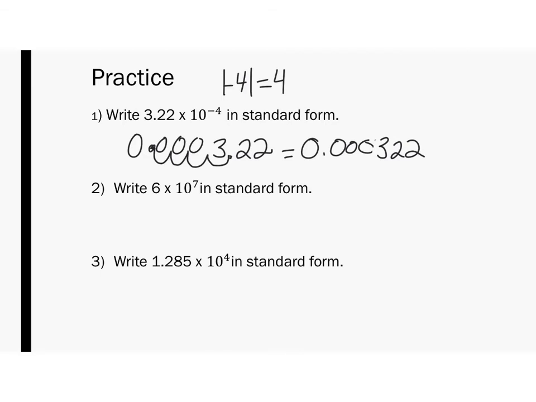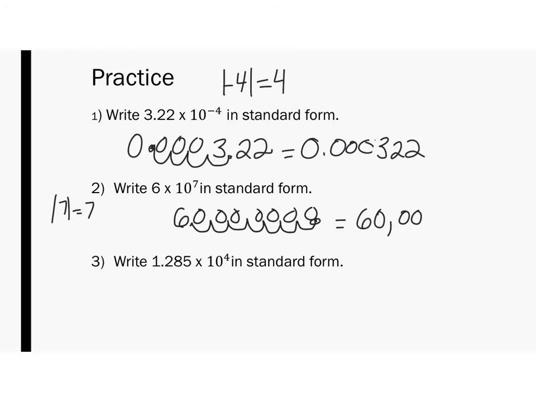Okay, the absolute value of 7 equals 7. So we're going to move my decimal point from the 6. We're going to move it over 7 times. So 1, 2, 3, 4, 5, 6, 7. And put my zeros in. And they're equal $60 million. Okay.